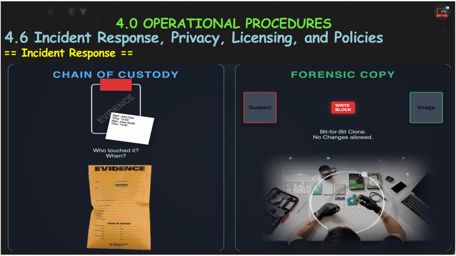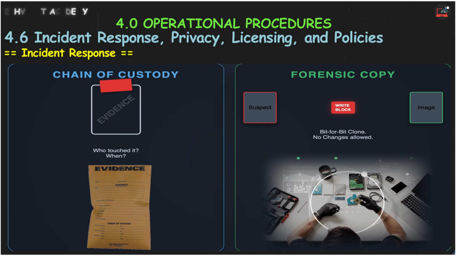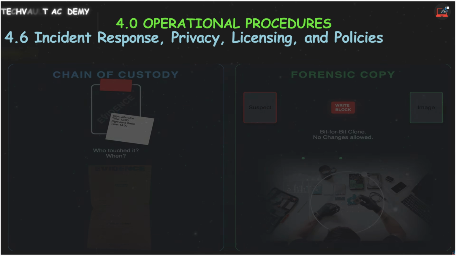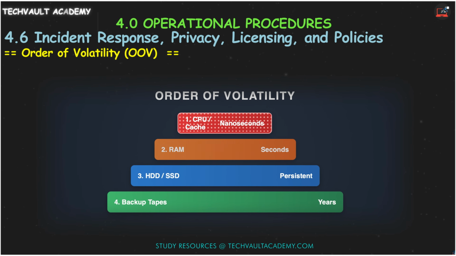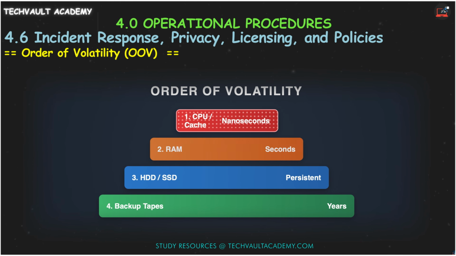For digital evidence, we use hashes to prove the data hasn't changed. When collecting data, you must follow the order of volatility, or OOV.